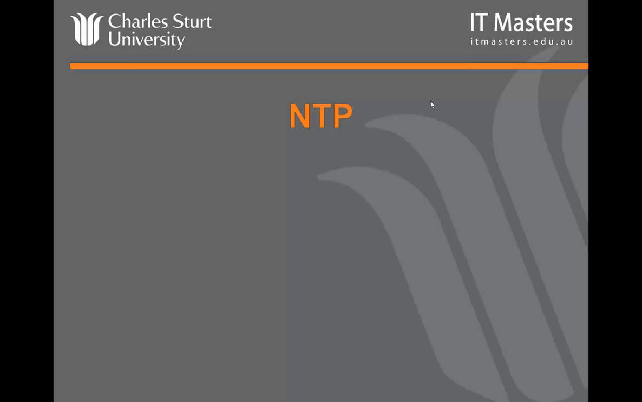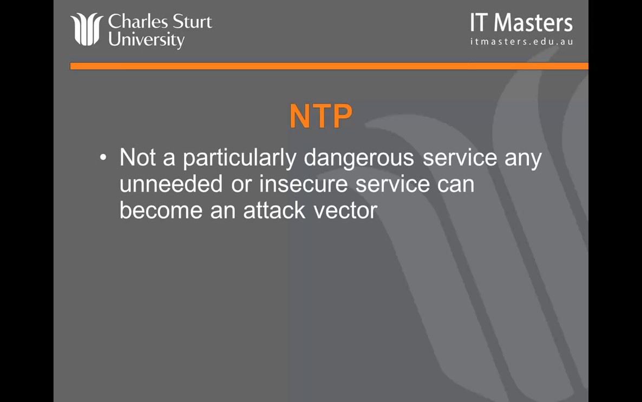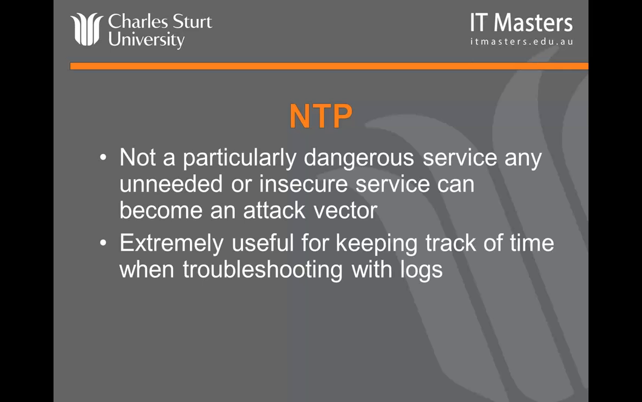Okay, NTP, Network Time Protocol. Not a particularly dangerous or insecure service, but any unneeded or insecure service can become a method for attack or for enumeration. But what it is extremely useful for is keeping track of time when troubleshooting with your logs. As I said earlier, if you don't have any valid time source on your router or switch, then when things start happening and you look at the log, you can see dates from 1993, 1998, depending on when your piece of hardware was made, and the IOS version on it can give you a range of different times, which could be all completely useless to you.